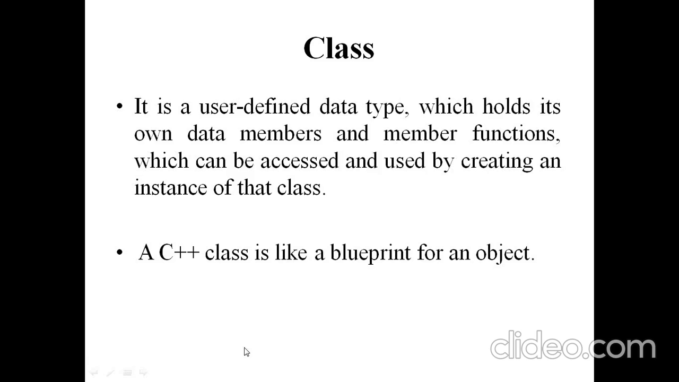Welcome to all. Today I am going to discuss the topics in C++ programming: class and object. Here, a class is a user defined data type which holds its own data members and member functions, which can be accessed and used by creating an instance of that class. A class is like a blueprint for an object in the C++ programming language.